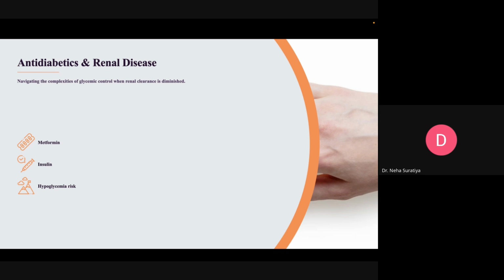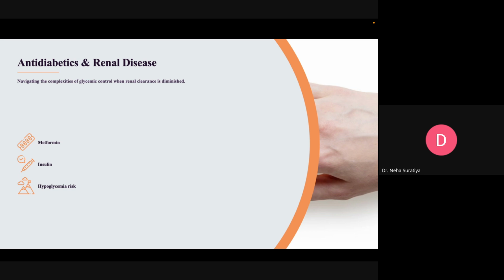With metformin, if accumulation happens, you will directly have a lactic acidosis like situation, and lactic acidosis is life threatening. Okay, and if insulin clearance is reduced in renal impairment cases, if the patient is taking insulin and clearance is being reduced, you will directly have a hypoglycemia risk, a hypoglycemia episode, right? That's the reason we need to take care of anti-diabetic agents in renal impairment cases.